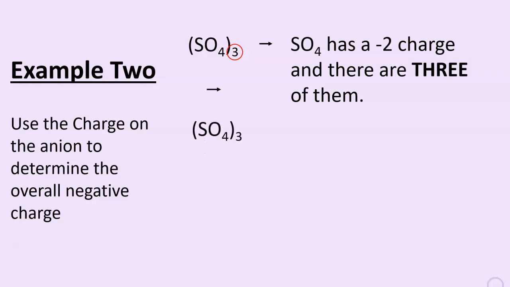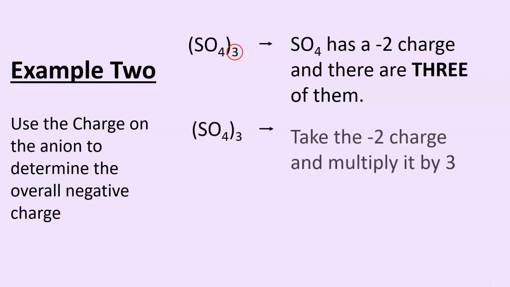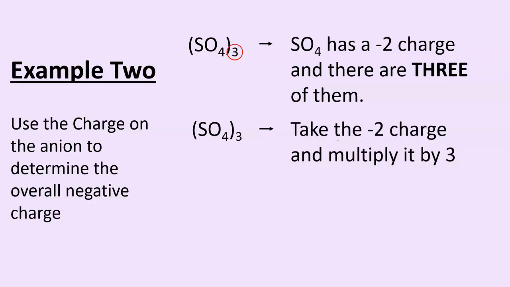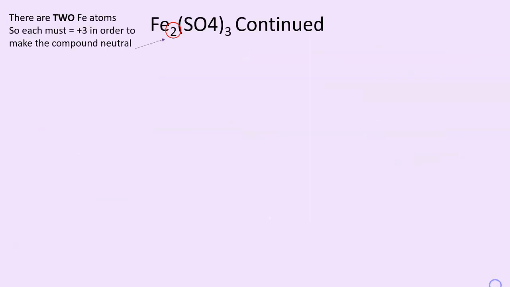So if there are 3 of them, and it has a -2 charge, we're going to take that -2 charge and multiply it by 3. That means our SO4 3 is a -6 charge. That is going to be our overall negative charge, a -6.